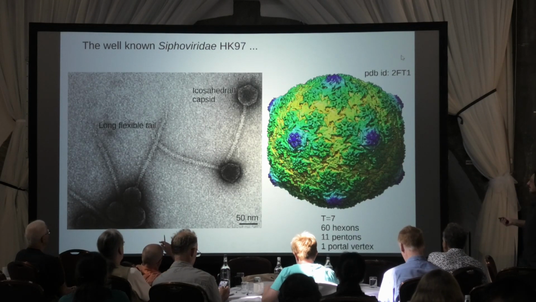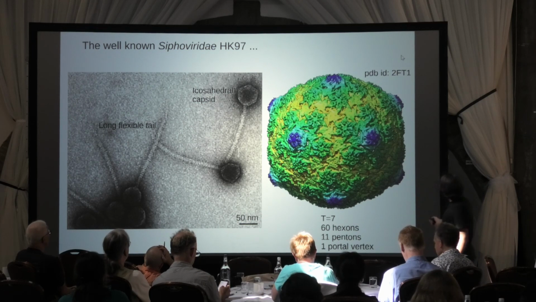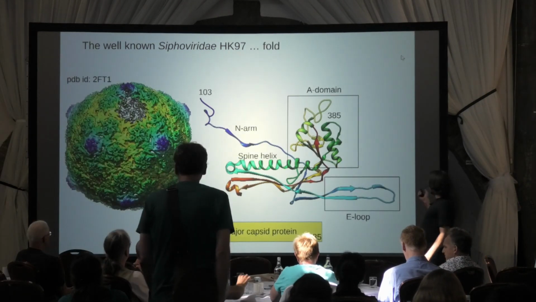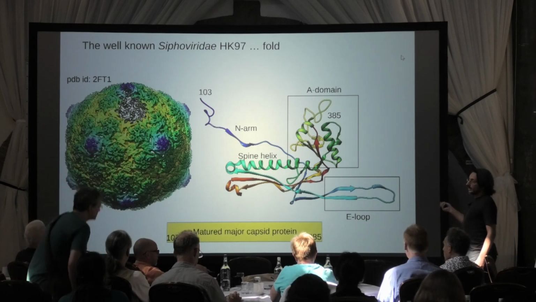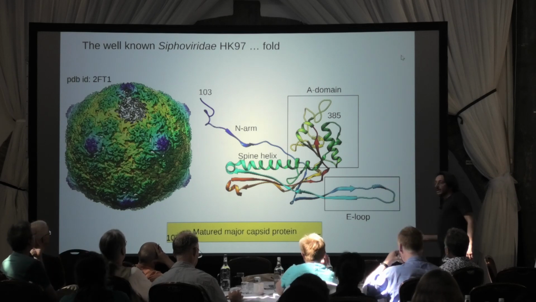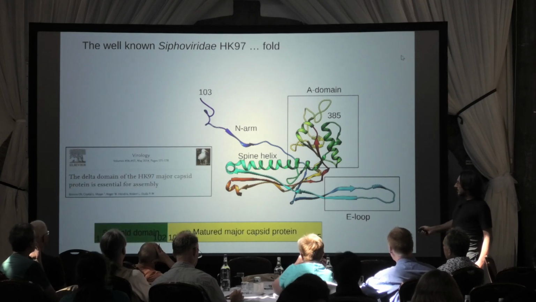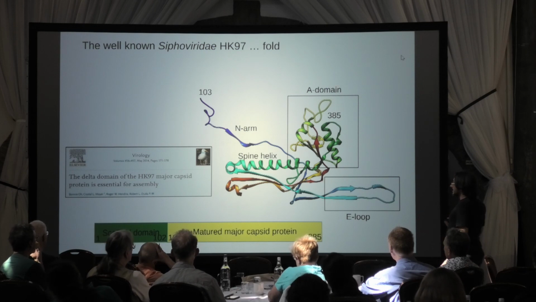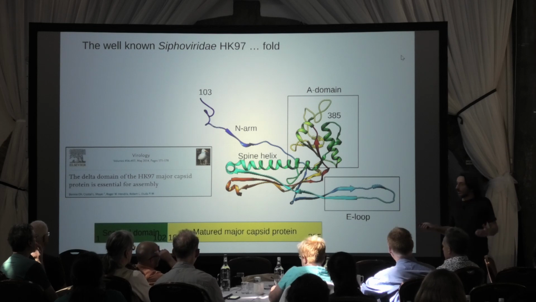For the ones that don't know what HK97 is, it is a siphovirus. It has an icosahedral capsid, and all the capsomers, penton and hexon, are composed of the major capsid protein, composed by the eponymous HK97 fold. But the major capsid protein is not only the HK97 fold. The major capsid protein also has about 100 amino acids on the N-terminus, a scaffolding domain that is bound, which means that actually during the assembly, the stoichiometry of the scaffold compared to the major capsid protein is 1:1.